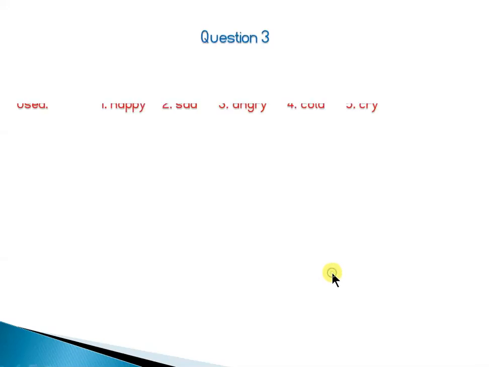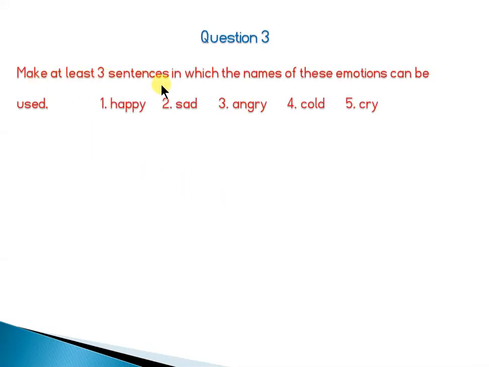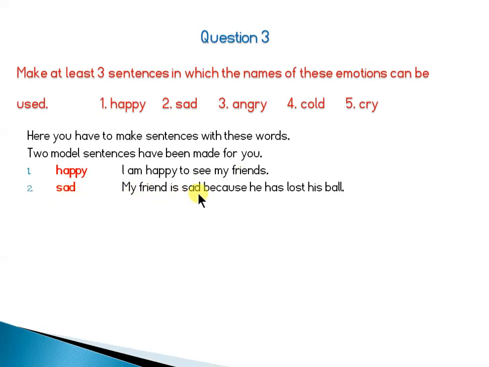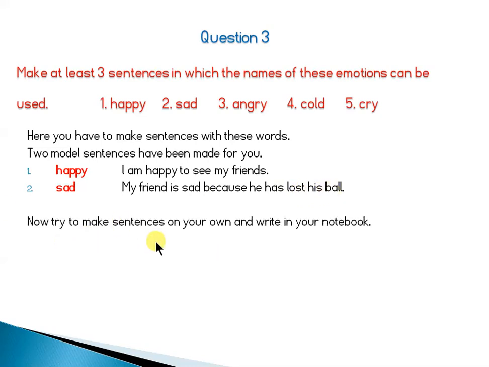Now comes to question number 3. Make at least 3 sentences in which the names of these emotions can be used. Number 1, happy. Number 2, sad. Number 3, angry. Number 4, cold. Number 5, cry. Here you have to make sentences with these words. 2 model sentences have been made for you. Number 1, happy. I am happy to see my friends. Sad. My friend is sad because he has lost his ball. Now try to make sentences on your own and write in your notebook.